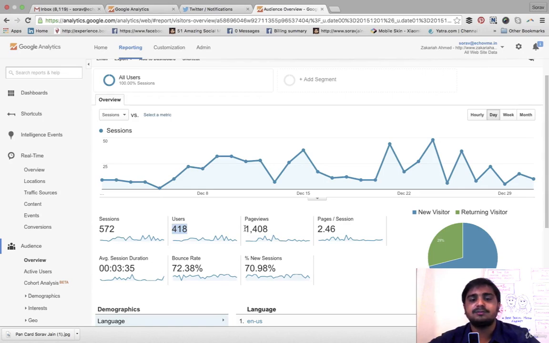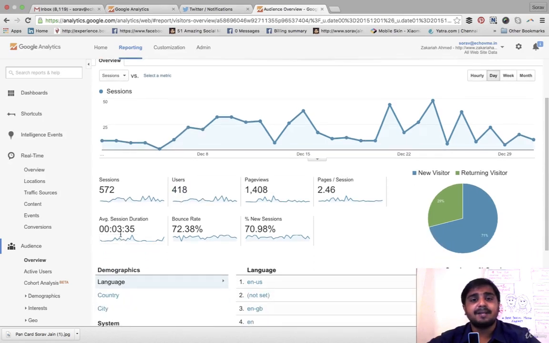So this 1408 is divided by 418. The average time spent by a user is 3 minutes 35 seconds, which is a good ratio for a blog or a website. And the bounce rate is 72.38%. That means it's a little high, because a person comes to a site and just leaves from there, so he's not exploring other pages.